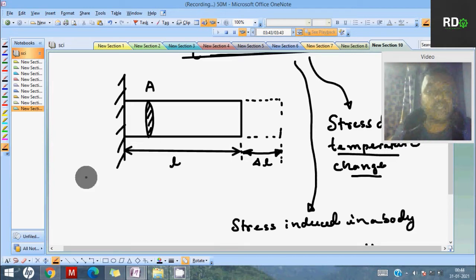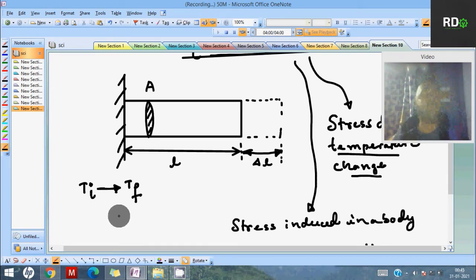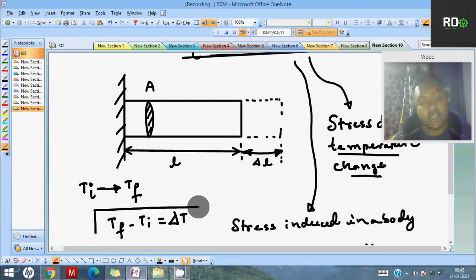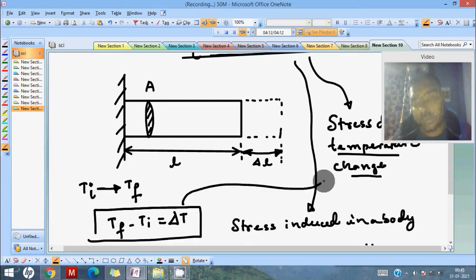Suppose the initial temperature is Ti, whatever that temperature is. What happens after heating? There is a change in temperature to Tf, the final temperature. The final temperature minus the initial temperature gives you delta T. This delta T is nothing but the temperature change we are talking about.